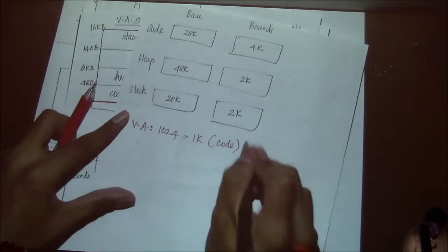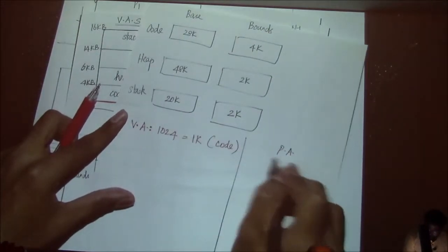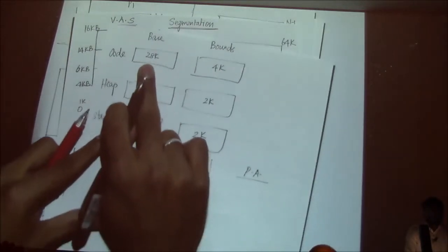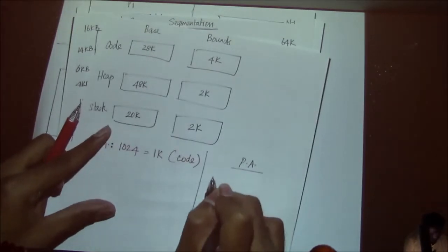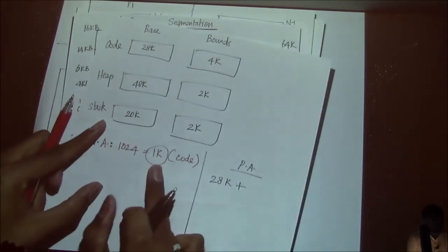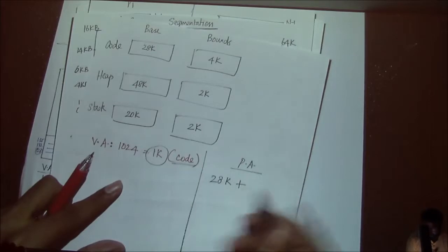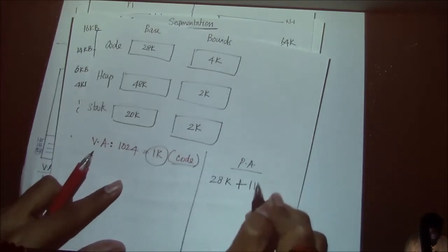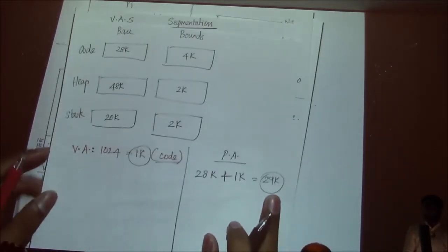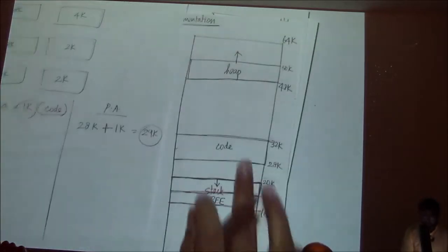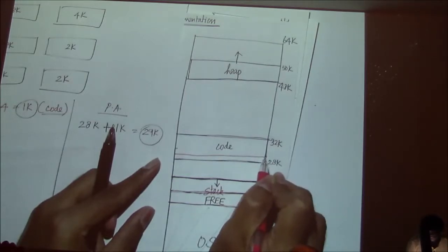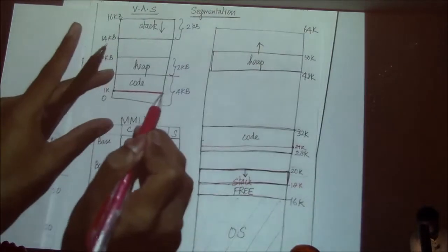And to convert this to its physical address, all we need to do is go to its base. We know the base of the code segment is 28K. After finding out it's in the code segment, just add the address they're trying to access to it. And this becomes 29K. So 29K is the actual physical address that this program is trying to access currently. If you go and see here, it maps to this particular address that we have here.